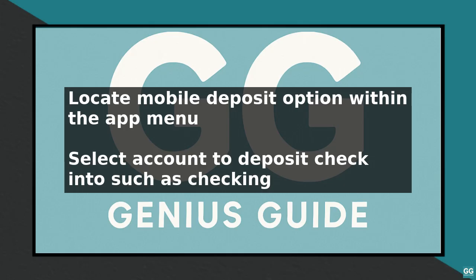Now, tap the "Take a Picture" of the check option and follow the on-screen instructions to capture an image of the front and back of the check. Ensure the check is placed on a flat surface and the camera is focused on the check to avoid blurry images. The app will guide you through the process of taking and confirming the check images.